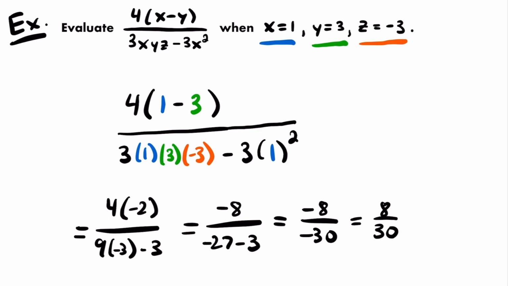And then remember to simplify or reduce a fraction as far as you can. You want to look for any common factors in 8 and 30. And in this case, both 8 and 30 can be divided by 2. So they both have a factor of 2. So dividing each of those by 2 gives you a reduced fraction of 4/15, right? 8 divided by 2 is 4, 30 divided by 2 is 15. And so 4/15 is the final answer. That is the value of this variable expression when x, y, and z are equal to these values.